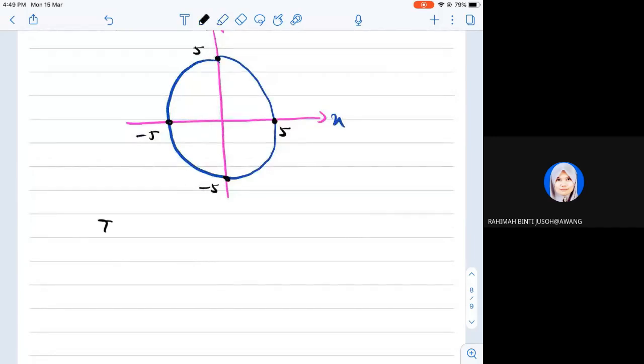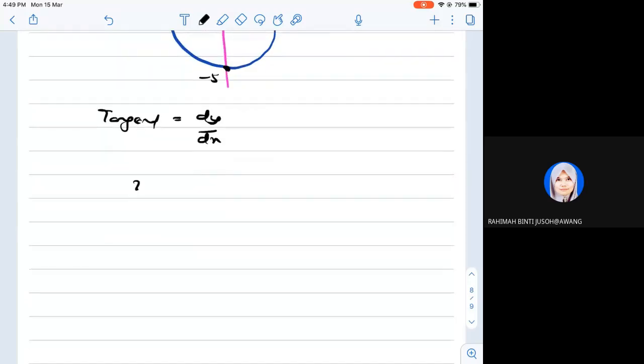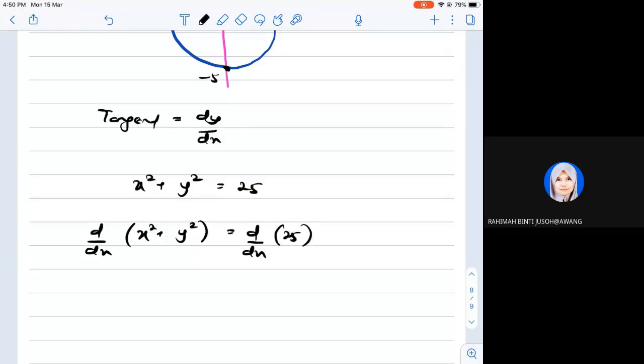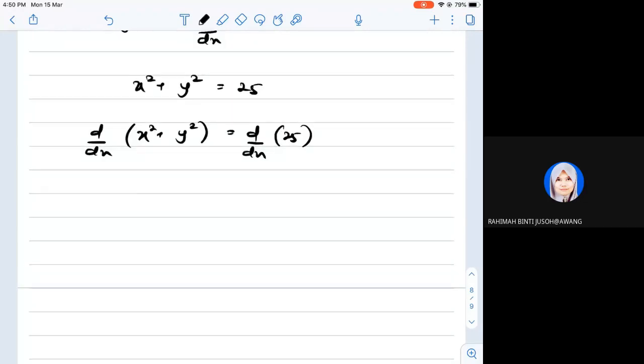Tangent means dy/dx. Okay, we have the equation of the circle like this, x squared plus y squared equals 25. So, in order to find the tangent, we need to differentiate everything with respect to x. So d/dx of the left-hand side, and then differentiate with respect to x the right-hand side, 25. Differentiate x squared, we will get 2x.